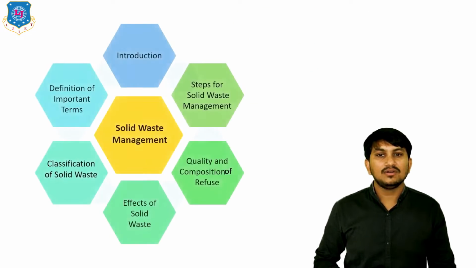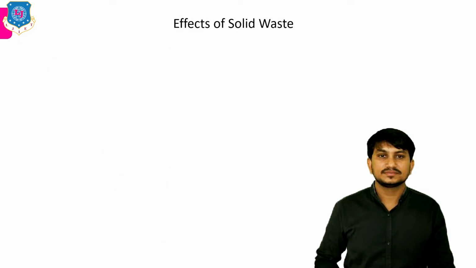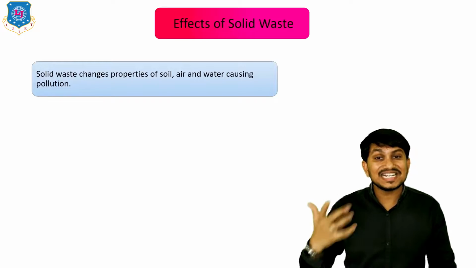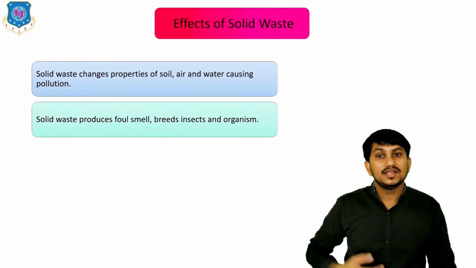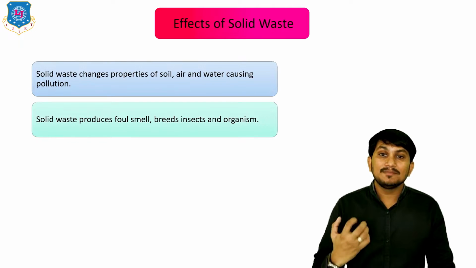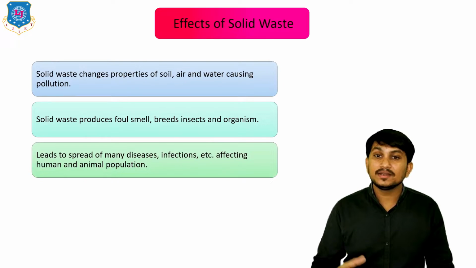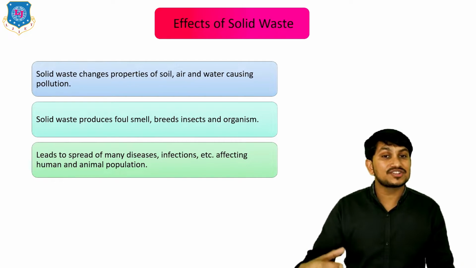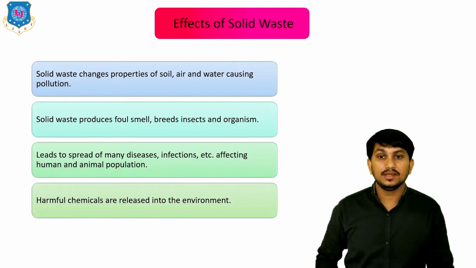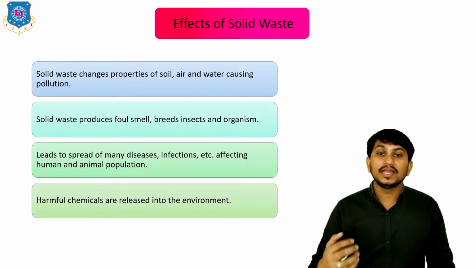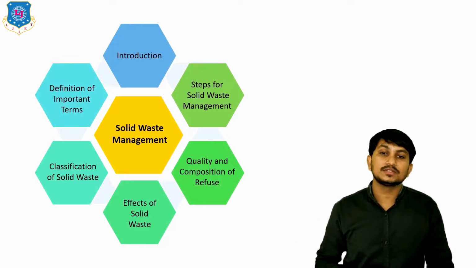Now let's discuss various effects of solid waste. Solid waste changes properties of soil, air and water, which causes pollution. Solid waste produces foul smell, and breeds insects and organisms. It leads to the spread of many diseases, infections, etc., affecting the human as well as animal population. Harmful chemicals are released into the environment by this solid waste. These are the various effects of solid waste.